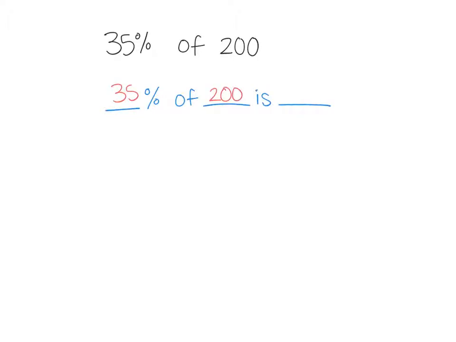Hopefully you filled the blanks like this. We know the percent, 35. We know what we're finding 35% of. We just don't know what it equals in the end. So now we're going to figure out 35% of 200.